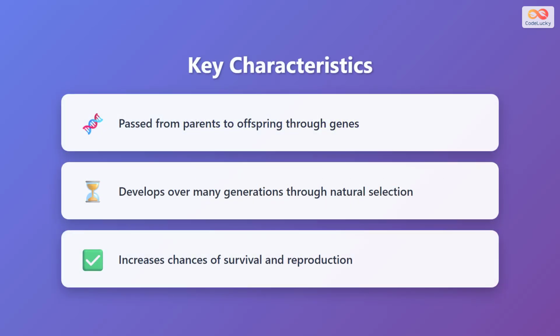Adaptations have three key characteristics that make them special. First, they are passed from parents to offspring through genes, which means they are part of an organism's deoxyribonucleic acid, or DNA. Second, adaptations develop over many generations through a process called natural selection, not within a single lifetime. This can take thousands or even millions of years. Third, and most importantly, adaptations increase an organism's chances of survival and reproduction. Organisms with beneficial adaptations are more likely to live long enough to have offspring and pass those helpful traits to the next generation.